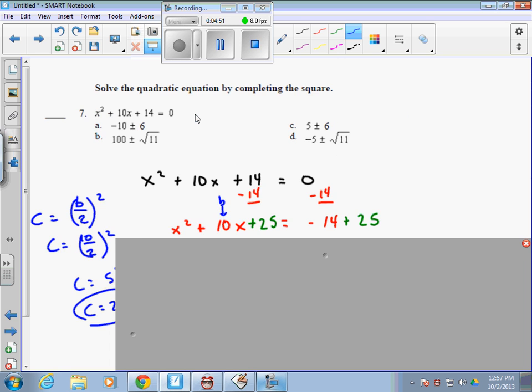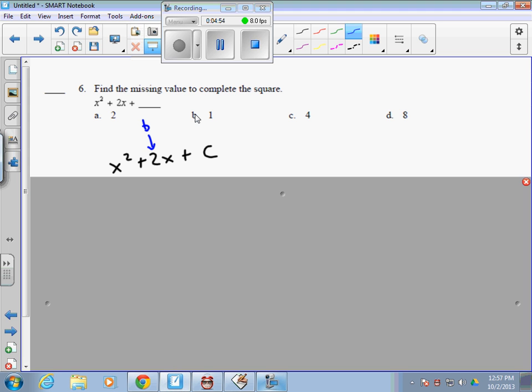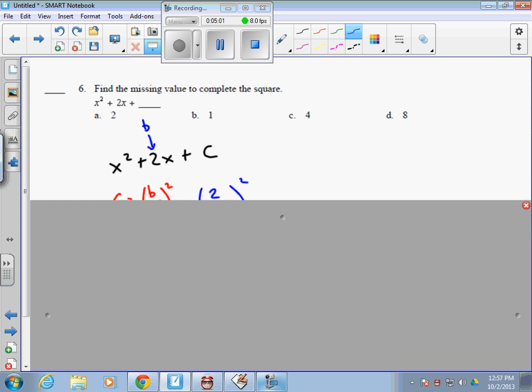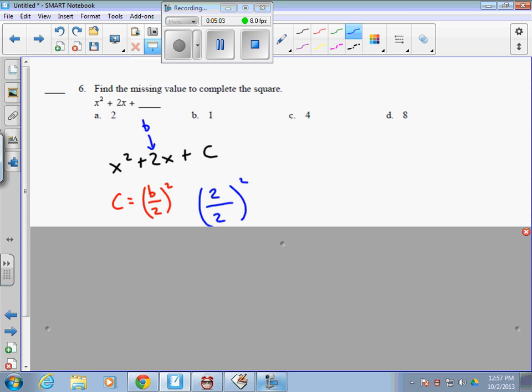Six says find the missing value to complete the square. x squared plus bx plus c. You need to find the value of c. Remember, c is found as b over 2, the thing that's multiplying by x, over 2, squared.